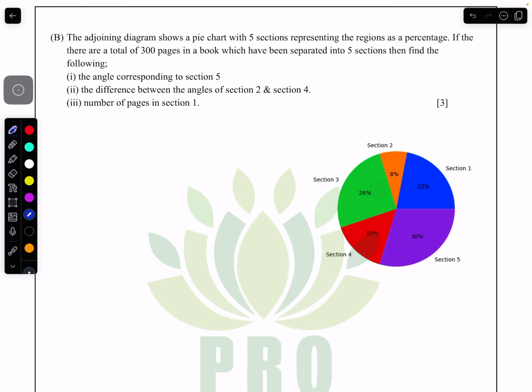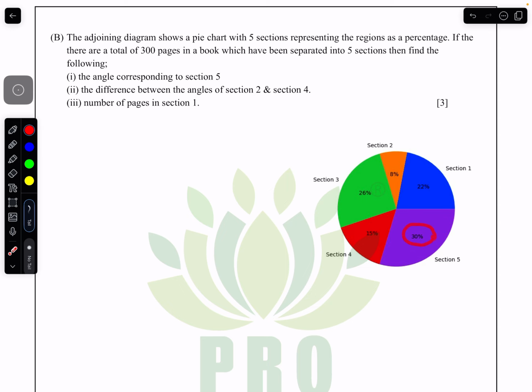So to make it more clear, it says find the angle corresponding to section 5. Before that, let's read the question. The question says, the adjoining diagram shows a pie chart with 5 sections representing the regions as percentages. So these are percentages. Together, it will always be 100. The total will be 100%. If there are a total of 300 pages in a book which has been separated into 5 sections, then find the following. The angle corresponding to section 5.